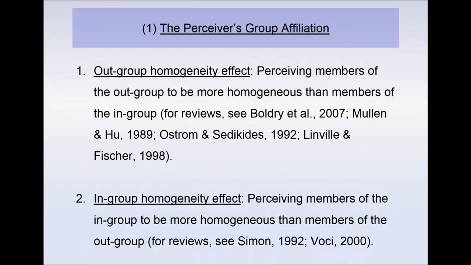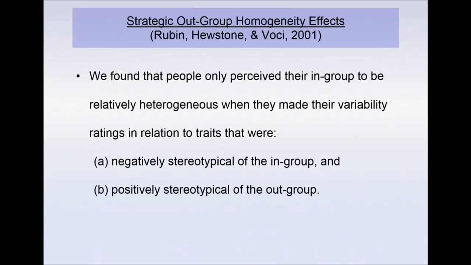In some research, we've actually tried to look at when these in-group and out-group homogeneity effects occur. In a series of studies, we found that people only perceived their in-group to be heterogeneous, different from one another, when they made their variability ratings in relation to traits that were negatively stereotypical of the in-group or positively stereotypical of the out-group. Why? Well, if you think about it, both of those types of traits are threatening to in-group members because they highlight the in-group's weaknesses, the negative stereotypical traits, and they highlight the out-group's strengths.